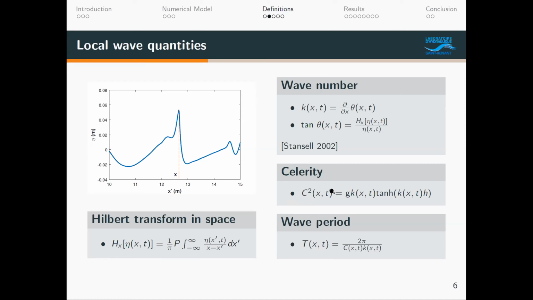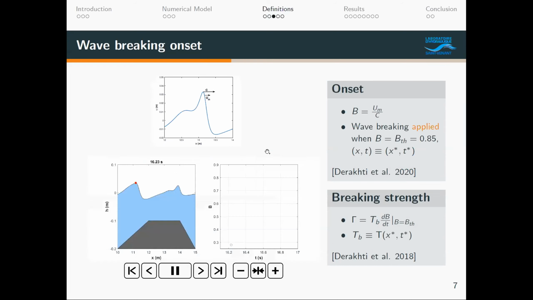For this, I use the definition for C given in Stansell 2002, where the Hilbert transform in space of the free surface is calculated, which essentially gives a negative pi/2 phase shift of the input wave, and with which a local phase function theta is calculated. Then with a higher-order finite difference formula, we calculate the local wave number. With this local wave number and the linear dispersion relation, we calculate the celerity. And then we calculate the wave period by the simple formula C equals omega by k, and then we rearrange it.